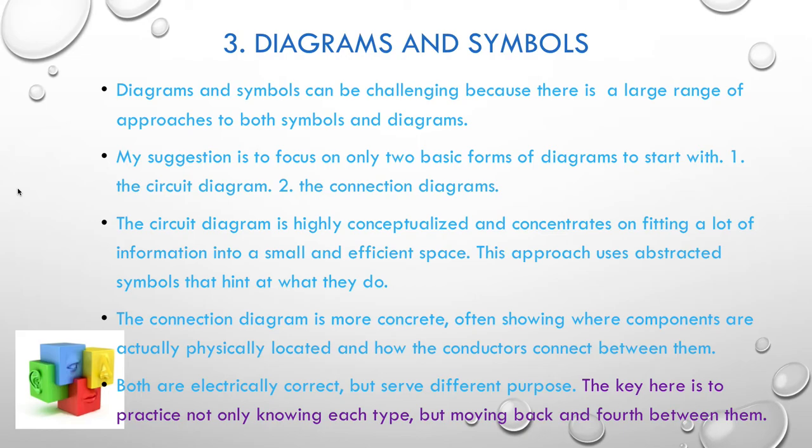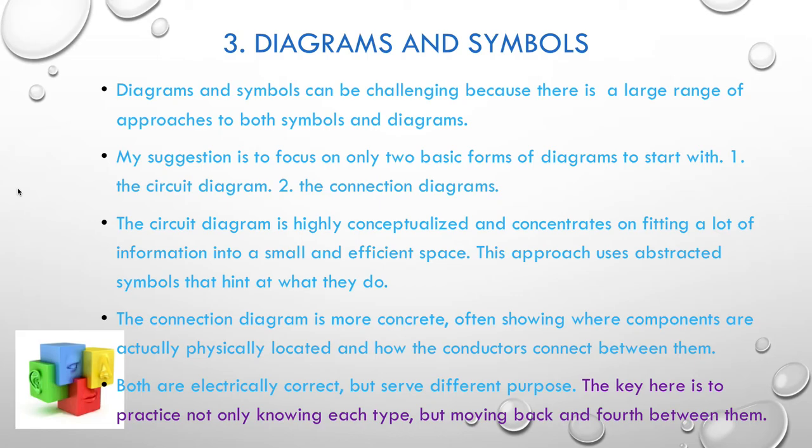The circuit diagram is highly conceptualized and concentrates on fitting a lot of information into a small but efficient space. This approach uses abstracted symbols that hint at what they do in reality. Conversely, the connection diagram is more concrete, often showing where the components are actually physically located and how the conductors connect between them. Both are electrically correct, but serve very different purposes.